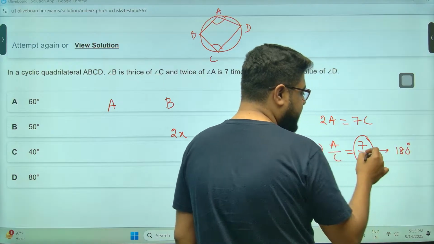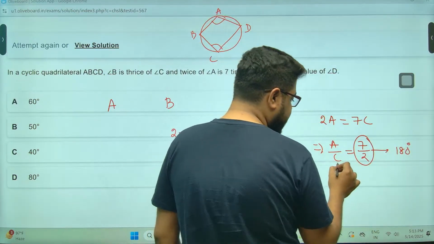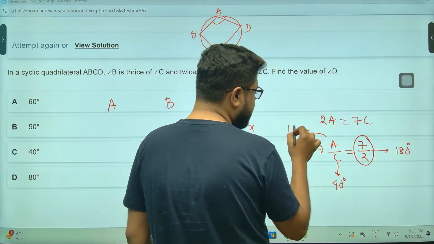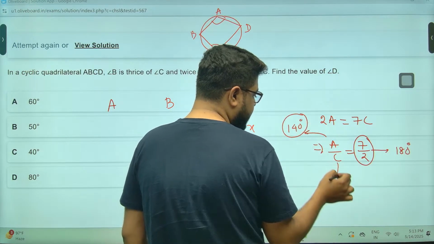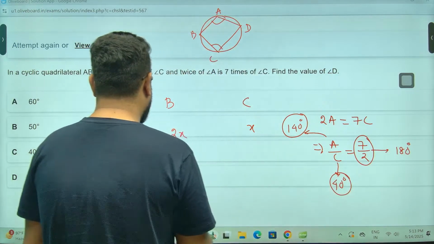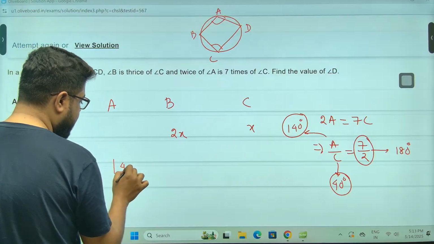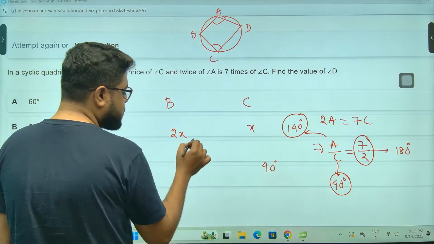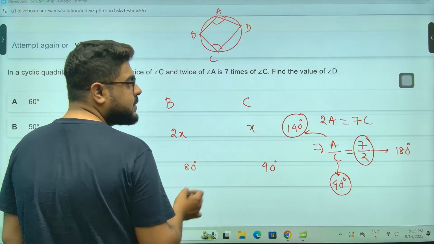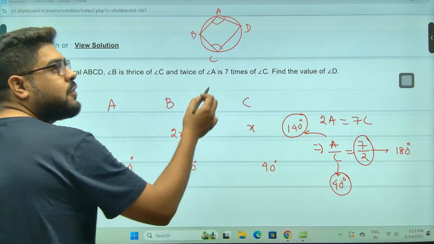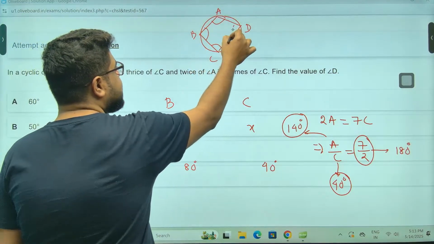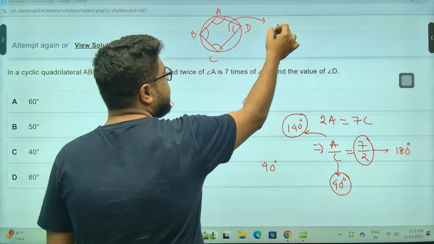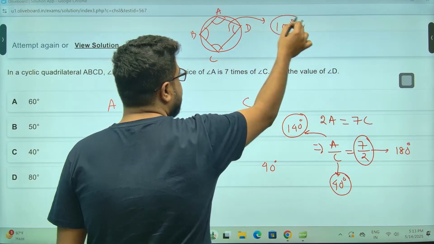So every part is equal to 20. So C is, sir, 40 degree. A is, sir, 7 2s are 140 degree. First things first. So A is 140 degree. C is, sir, 40 degree. And once I know this is 40, this is 2 twice, that is 80 degrees. Done. They're asking value of D. Again, sir, B and D, they are supplementary. B is 80 degrees. So D has to be, sir, 180 minus 80, that is 100 degree.